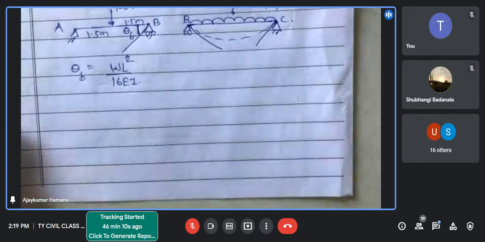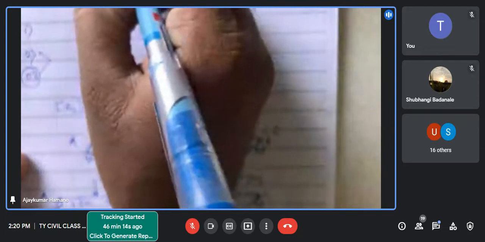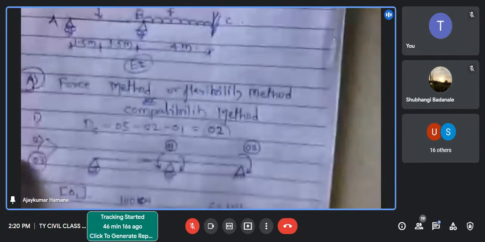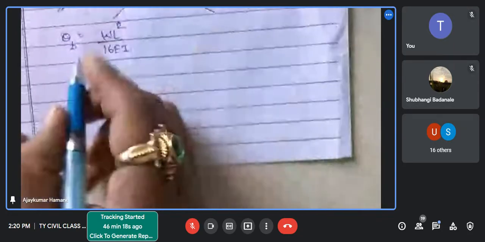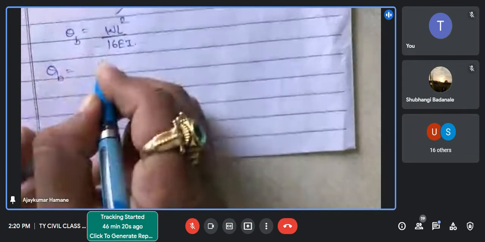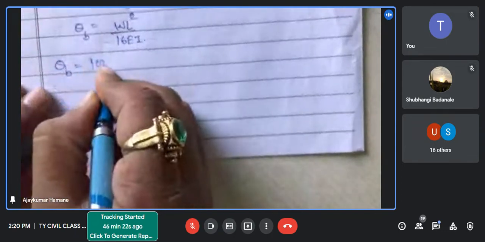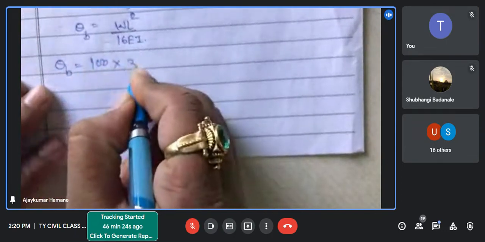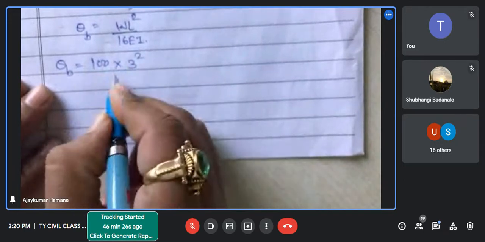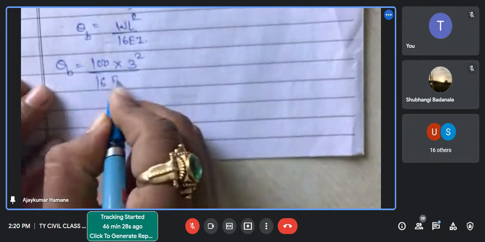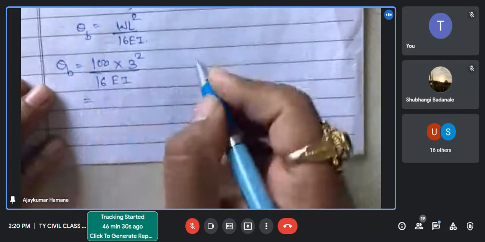Now in the numerical, EI is a constant. EI is a constant for both the beams, the same EI. So we will calculate theta B for the loading. We have 100 kilonewton, length 3 square, divided by 16EI. So what is that one?